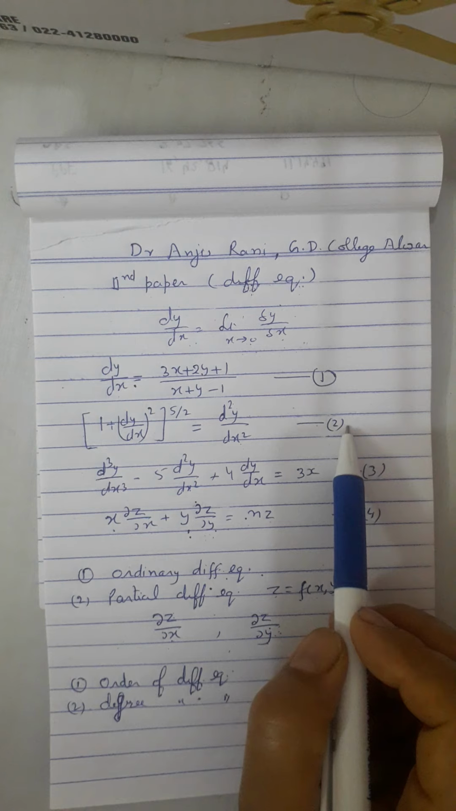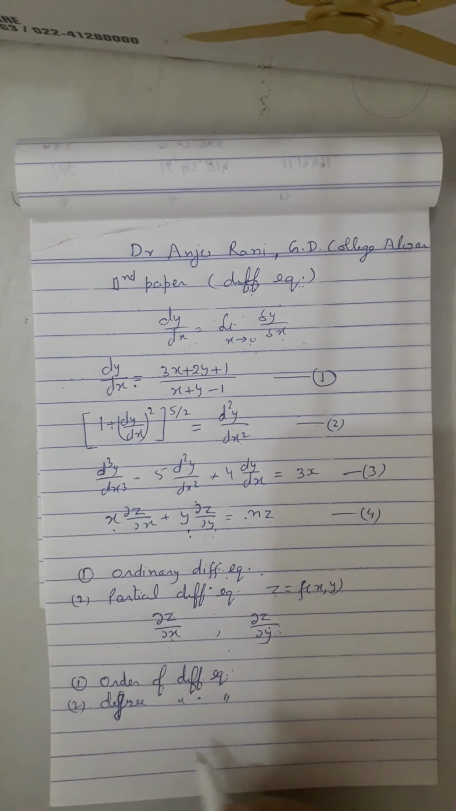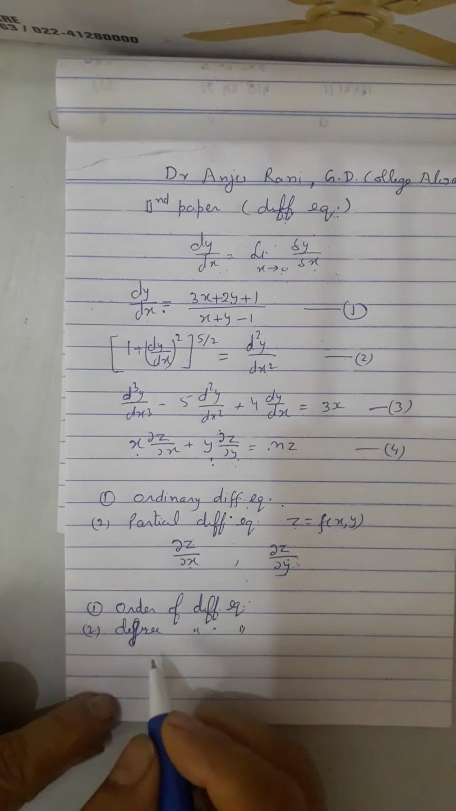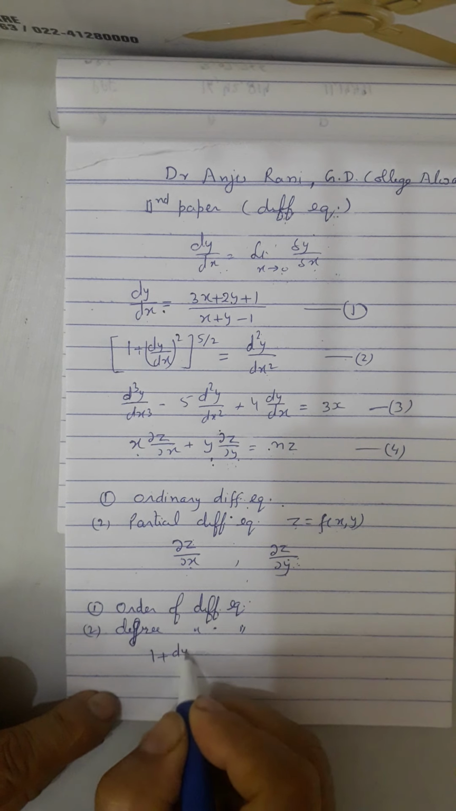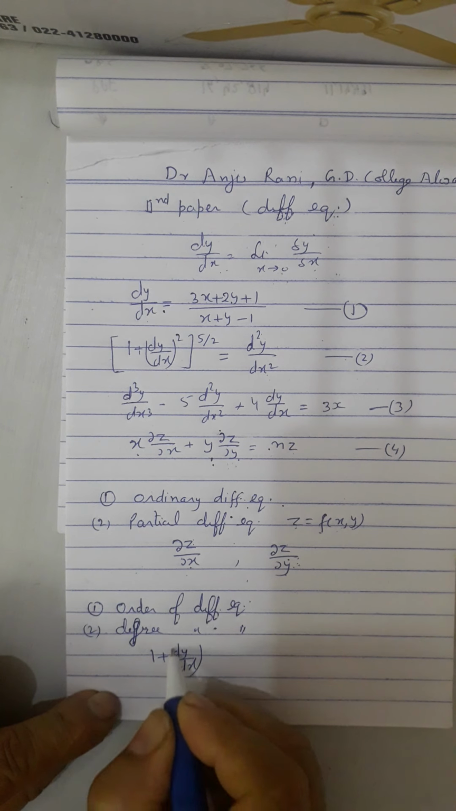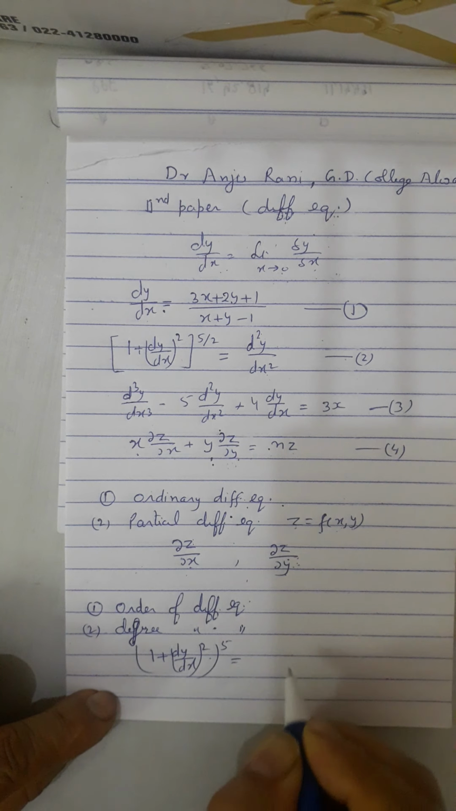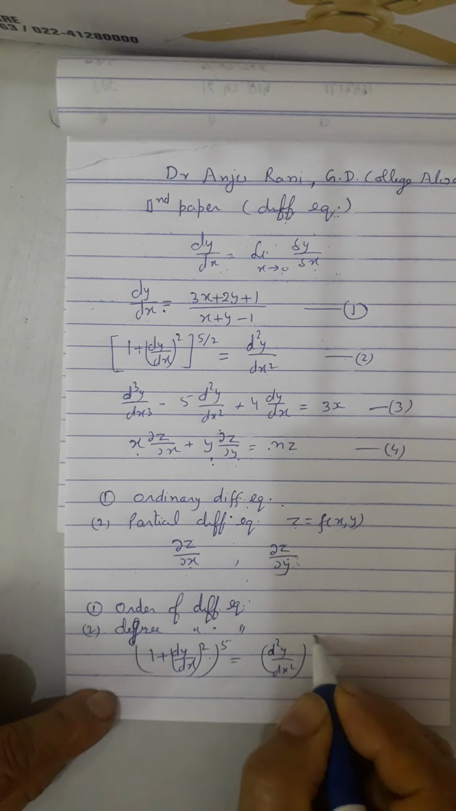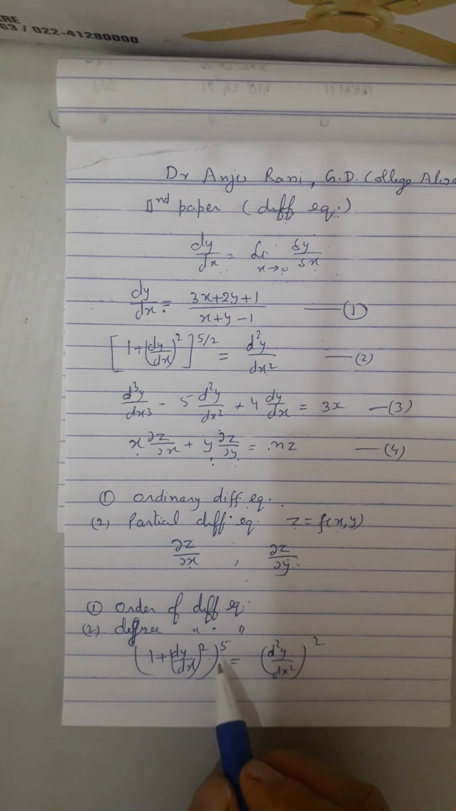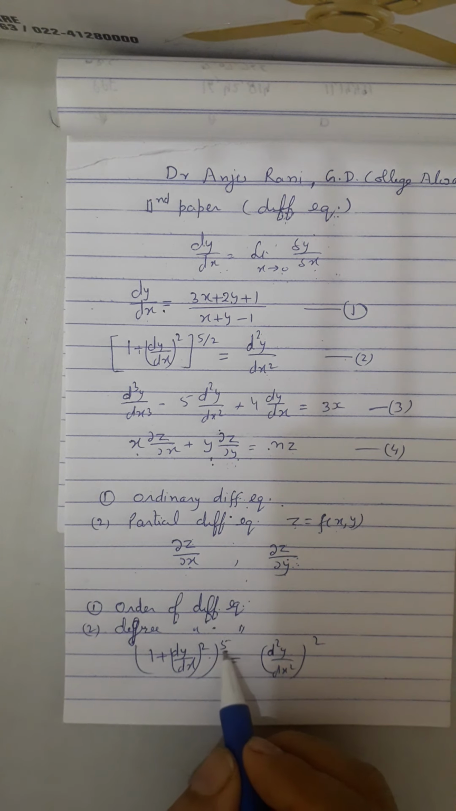Means we will square equation number 2, and by squaring equation number 2, we see it becomes 1 plus dy by dx whole square, whole power 5, is equal to d2y upon dx square whole square. Now you may be confused that this power is 5.